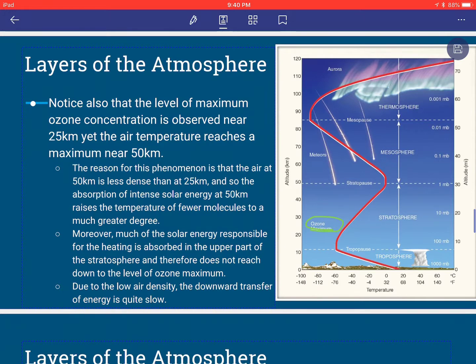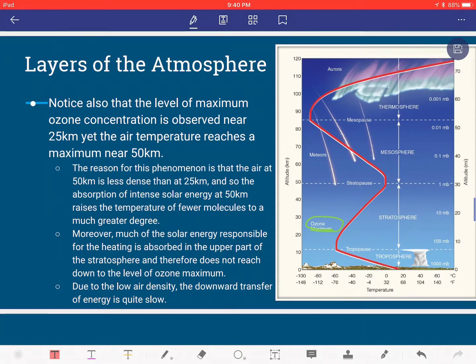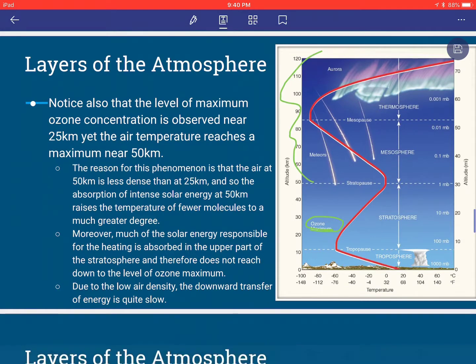So these upper layers that are up here, I'm pointing at them and you can't see me doing that. Sorry. These upper levels up here only contain 0.1% of the atmosphere, and yet they are actually the thicker layers. It's kind of interesting.